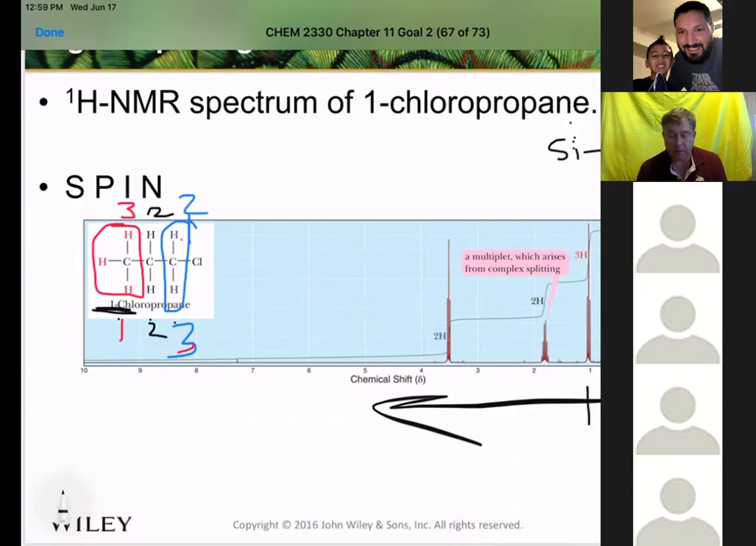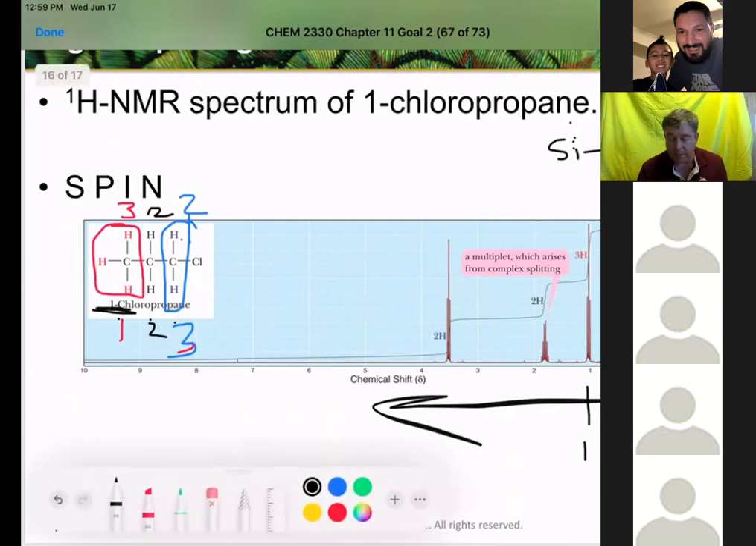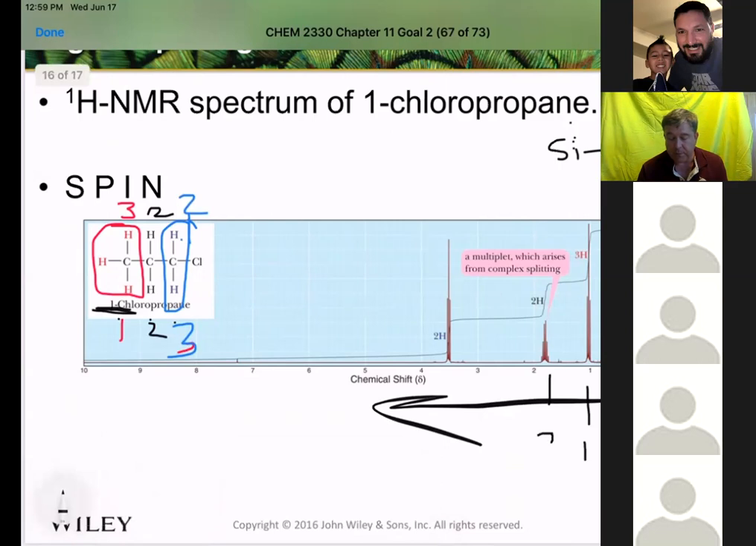So this is going to be peak number 1 right here. Now, the one next to it is a CH2, but it's bonded to a CH3 and it's bonded to a CH2. So that's almost a methyl group, but not quite. So it's going to be shifted up from there. So that means our peak 2 is going to be shifted up from there.